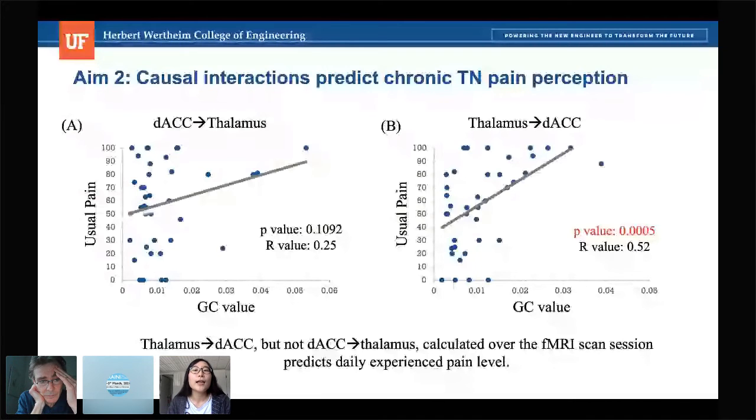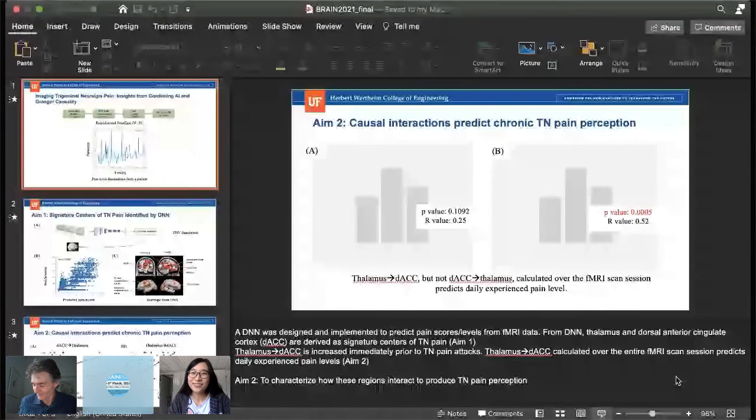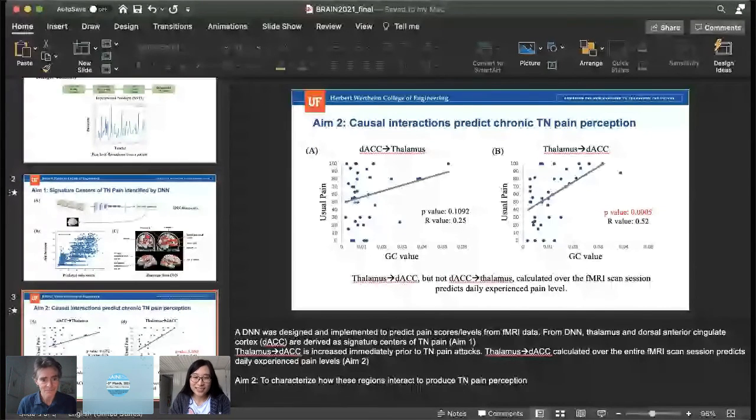We found that the GC value from the thalamus to dACC, but not dACC to thalamus, calculated over the entire fMRI scan session, the 20-minute pain tracking session, can help us predict the daily experienced pain levels. This means that the information flow from thalamus to dACC can definitely provide useful information, which may offer some innovations for our future study. So this is a really simple version of our work. Thank you so much, and I'm happy to answer any questions.